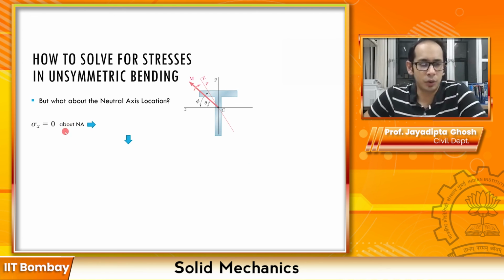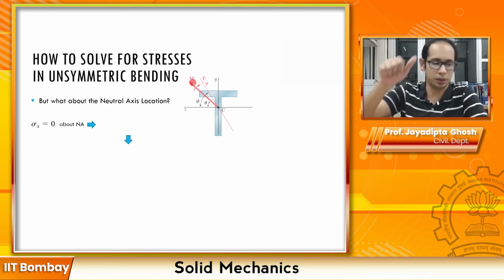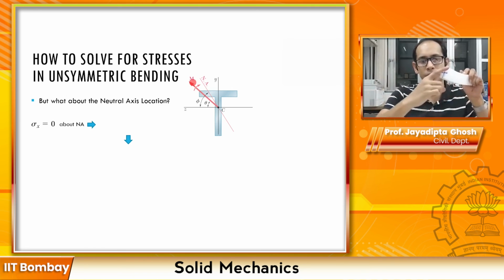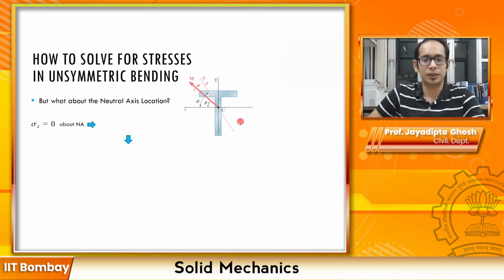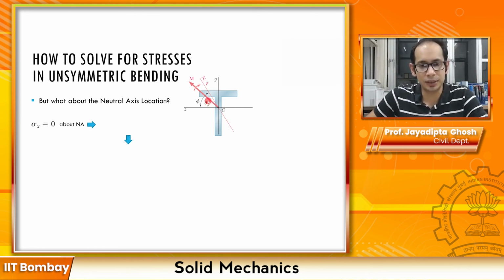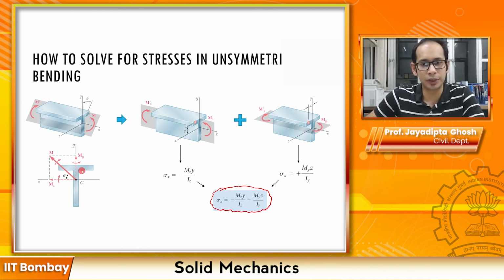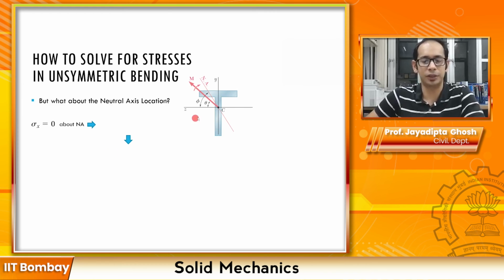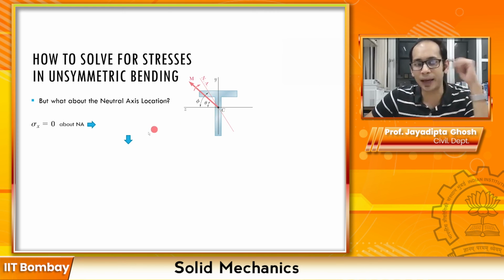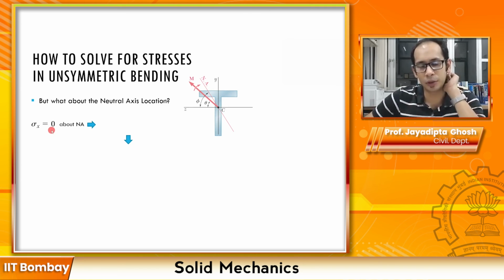So we know that sigma x equals 0 about the neutral axis. So this is the moment. Again, it is pointing in a random direction, which is over here, and it is acting at an angle theta. Since it is acting at an angle theta, in the previous slide we could resolve it into the cosine of theta and the sine of theta. But this is the neutral axis. The neutral axis is the axis about which your sigma x will be equal to 0.